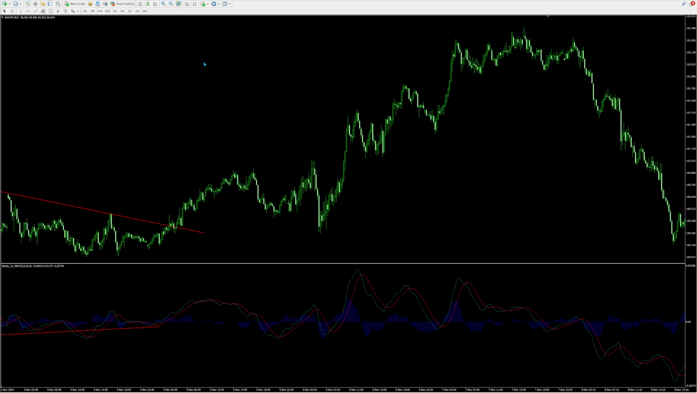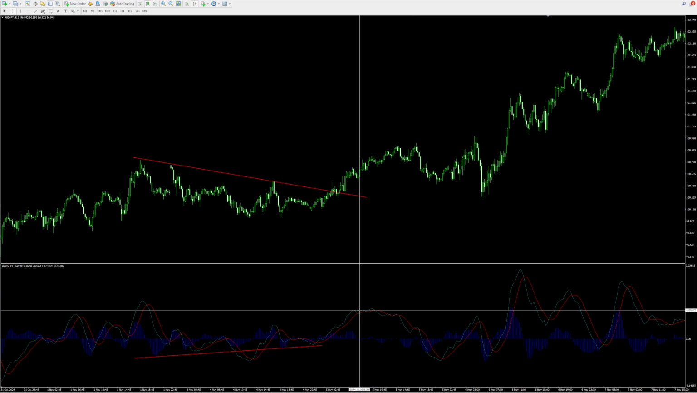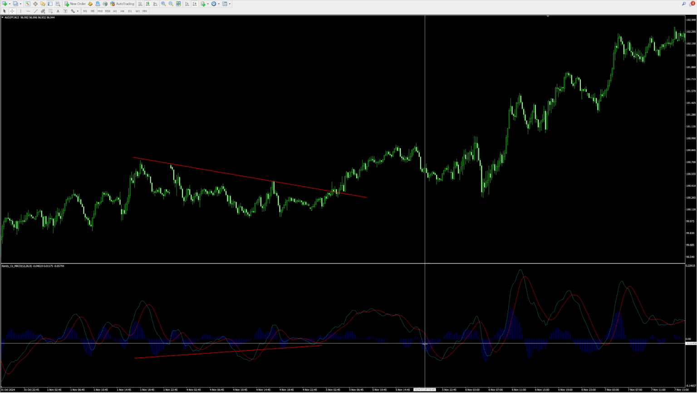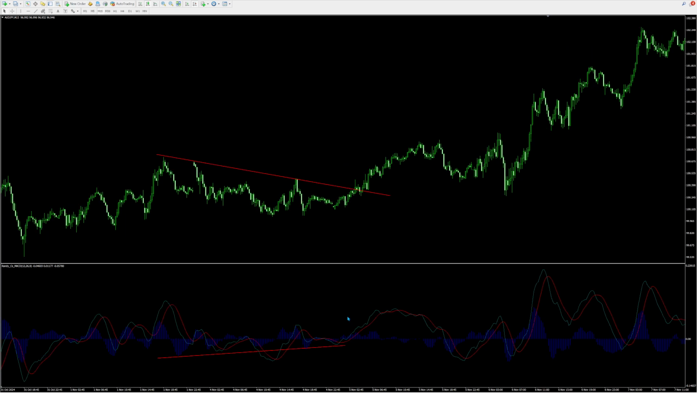And then for an exit, as I said, you can use a trailing stop, or you can just wait for a crossover in the opposite direction, and then just take your profit. So the indicator is good for helping spot these divergences, but it's really quite easy to do it yourself.